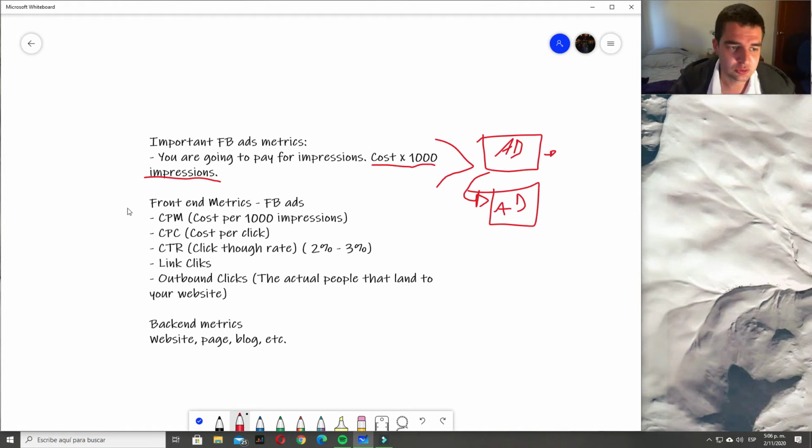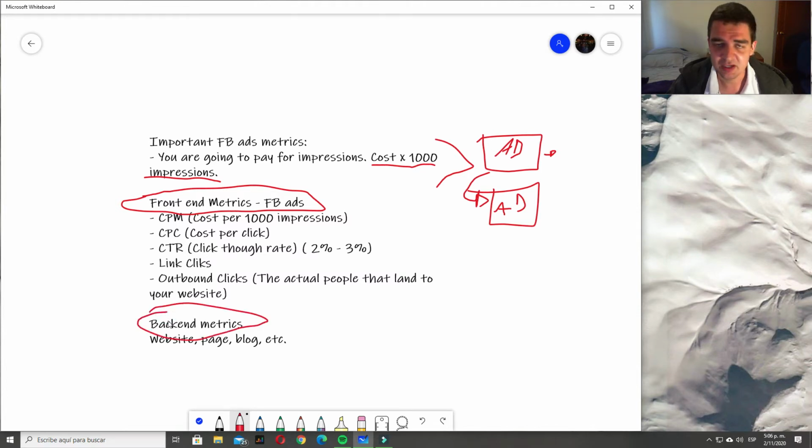Now you have two types of metrics. You have the front-end metrics, which are the ones that you're going to be seeing, the ones that are going to tell you if your ad is working. And you have the back-end metrics, which are basically the ones that are not in Facebook's control, that you cannot control on Facebook, and you have to control them on your landing page, on your site, on your business itself, but they also affect how the ad is going to work.